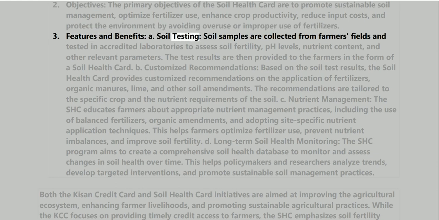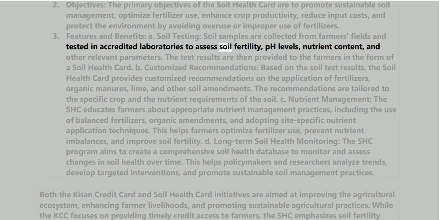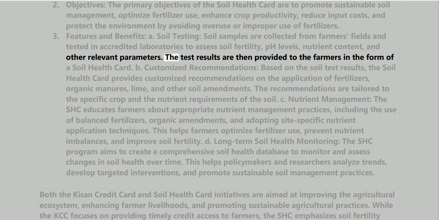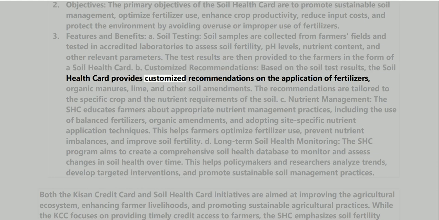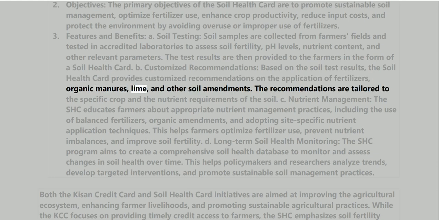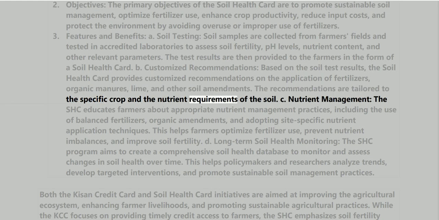Soil testing. Soil samples are collected from farmers' fields and tested in accredited laboratories to assess soil fertility, pH levels, nutrient content, and other relevant parameters. The test results are then provided to the farmers in the form of a Soil Health Card. B. Customized recommendations. Based on the soil test results, the Soil Health Card provides customized recommendations on the application of fertilizers, organic manures, lime, and other soil amendments. The recommendations are tailored to the specific crop and the nutrient requirements of the soil.